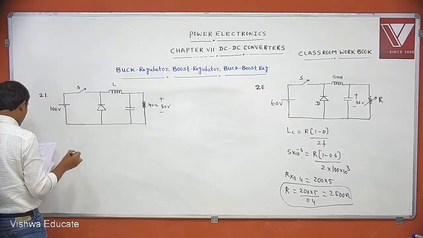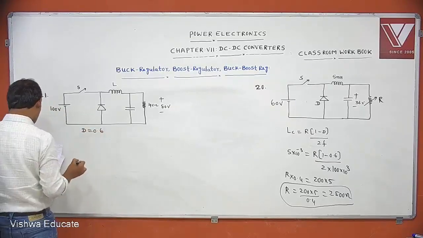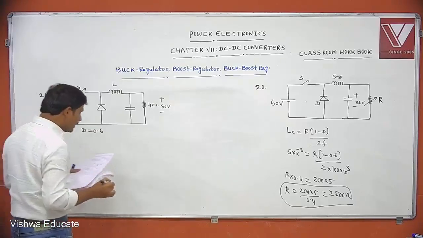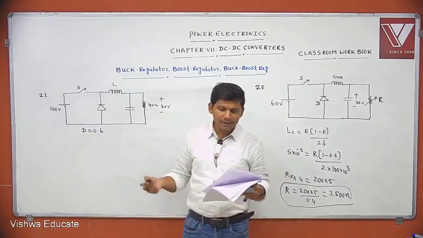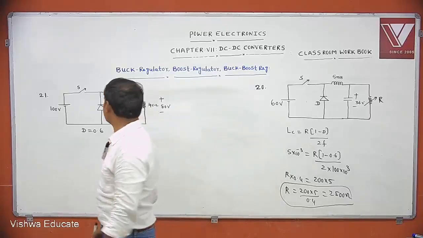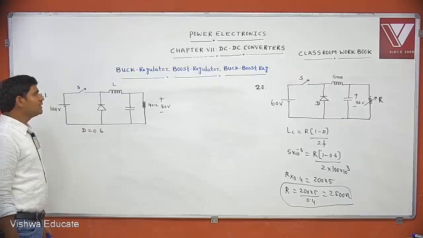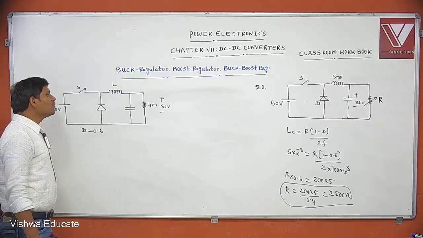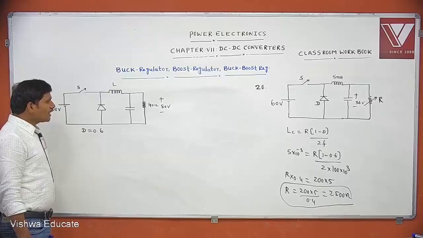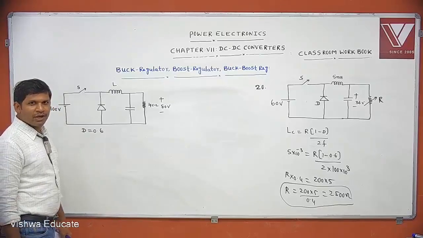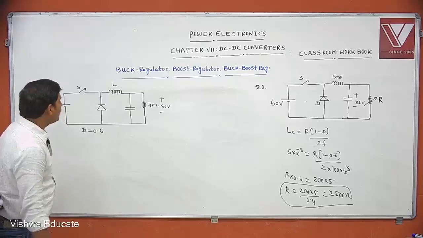The switch is operated at a duty cycle of 0.6. Then you calculate the maximum inductor current, the value of L connected, and the critical value of inductance. Listen, please. Here it is not mentioned whether it is continuous or discontinuous mode, but to check the mode, the data is available. Concentrate on this concept.